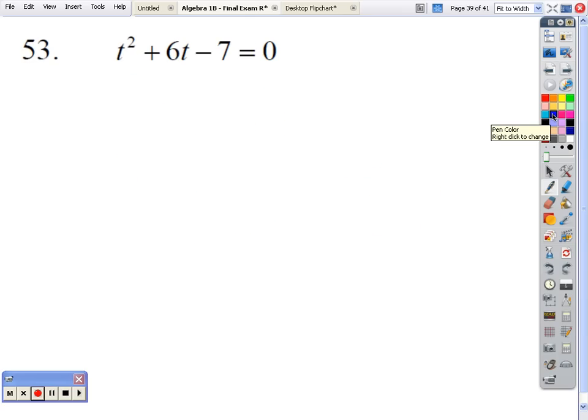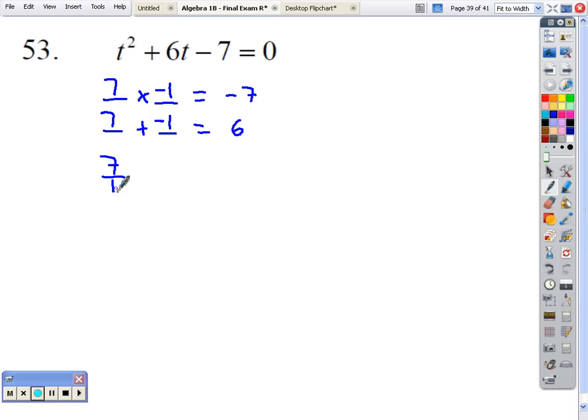Same thing. First thing I try to do is solve it using the ABC method. This is what times what equals negative 7, and what plus what equals 6. Well, if I have negative 7 times 1 is negative 7, negative 7 plus 1 would be negative 6. So it has to be the other way around: 7 times negative 1 is negative 7, and 7 plus negative 1 is positive 6.